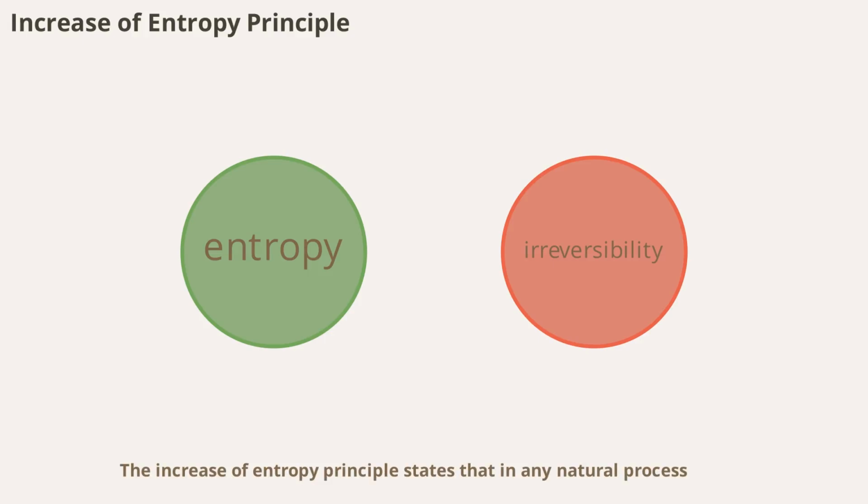The increase of entropy principle states that in any natural process, the total entropy of a system and its surroundings always increases or remains the same. This principle explains why some processes are irreversible and why perpetual motion machines are impossible. It also underpins the concept of the arrow of time, showing that time naturally moves forward as entropy increases.